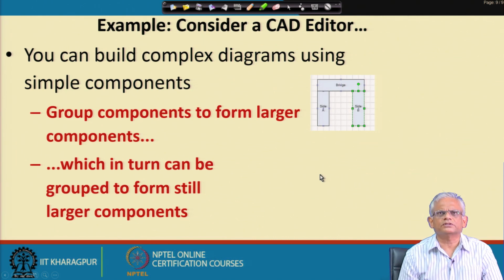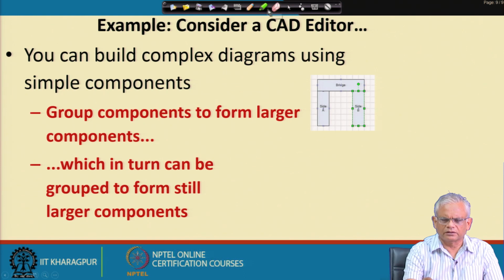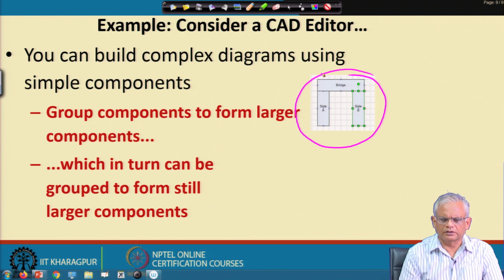There are other examples. This is a mechanical CAD, a mechanical computer aided design editor. You can build complex diagrams using simple components. For example, you select side A, side B and bridge, and then this becomes a group. Now, you can copy it and paste it, add more primitive elements, form larger groups and so on.